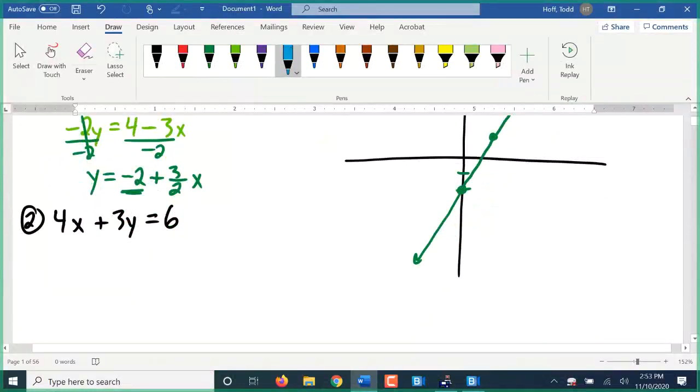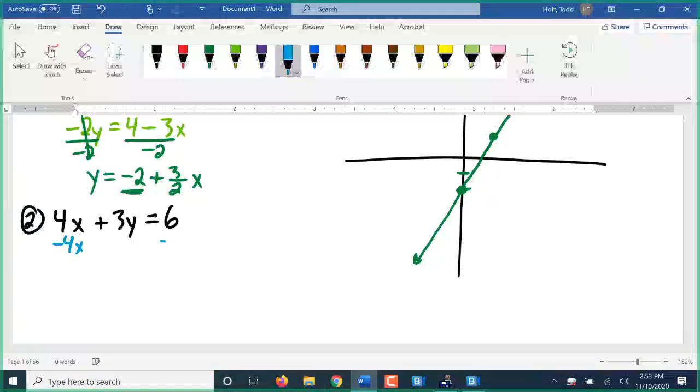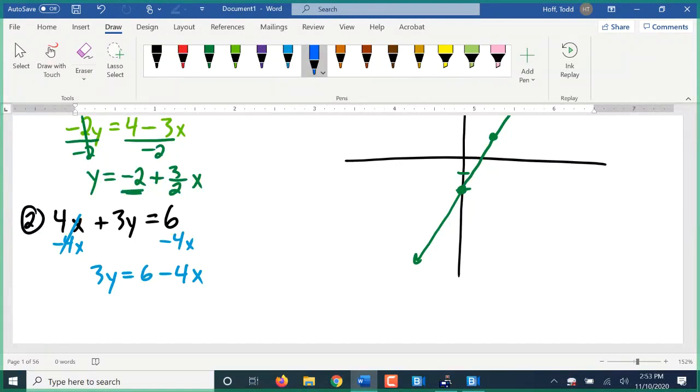So the 4x plus 3y equals 6. Again, we're going to subtract the 4x. So that's gone. We have 3y equals 6 minus 4x. Then we divide by the 3. So that's gone. Y equals 6 divided by 3 is 2. Negative 4x divided by 3. Well, negative 4 divided by 3 will be a negative 4 over 3, and the x is still there.